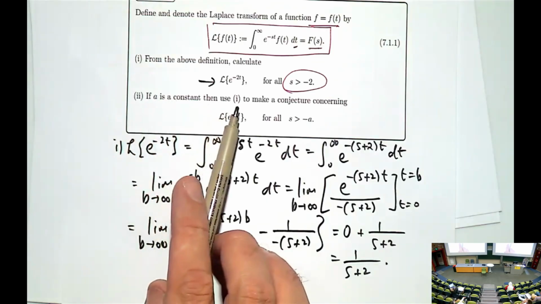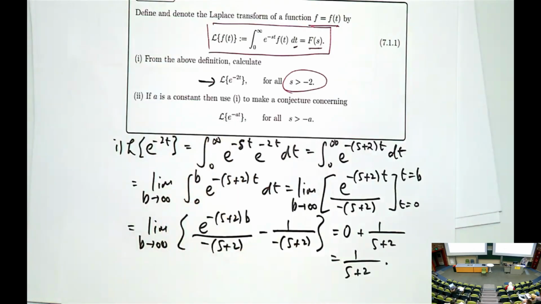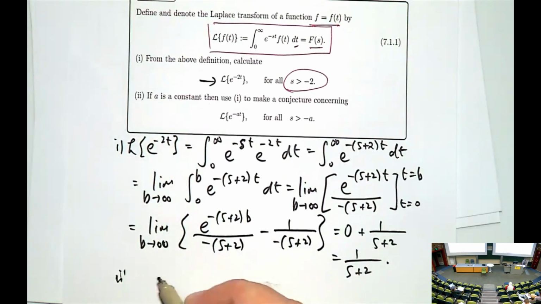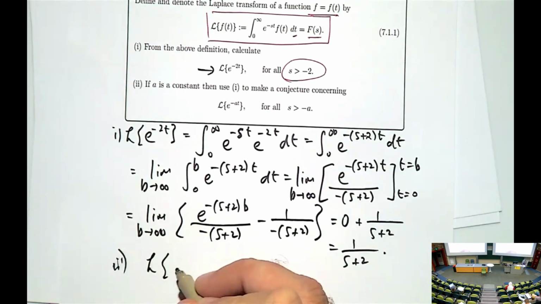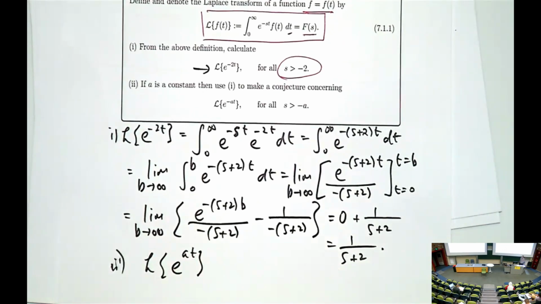So then in part 2, there's a bit more of a conjecture. If a is a constant, use 1 to make a conjecture about the Laplace transform of e to the negative at. So if that is that, what do you think this limit's going to be? Anyone want to have a guess? What's the Laplace transform of? Yep. 1 over s minus a.